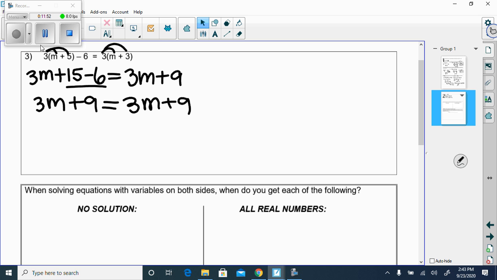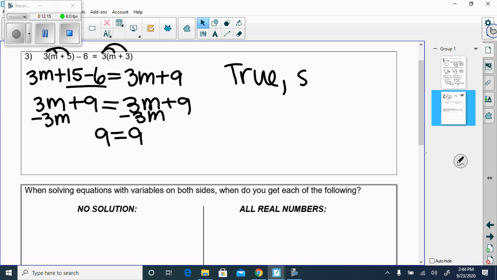All right, so now I got to move my m's together. You say you subtract. Okay, we're going to subtract 3m. And what is 3m minus 3m? 0. So they went away. So all I have left is that 9 equals 9. Is that true? Yes. So this time, our answer was true. When that happens, our answer is all real numbers.